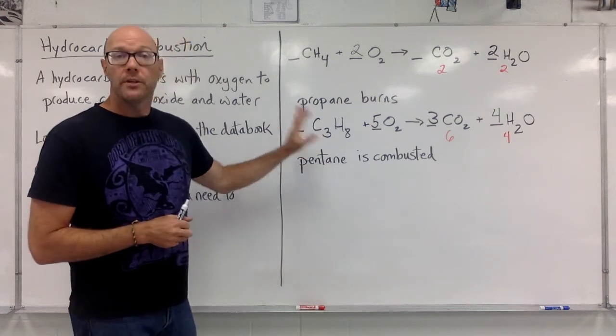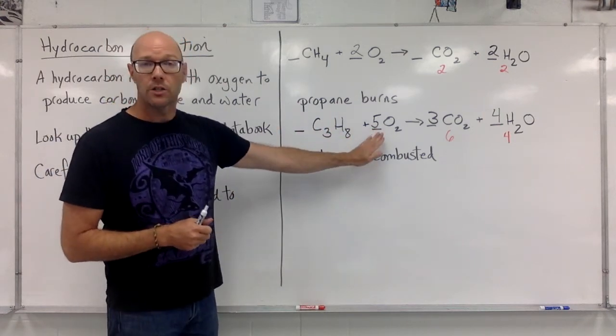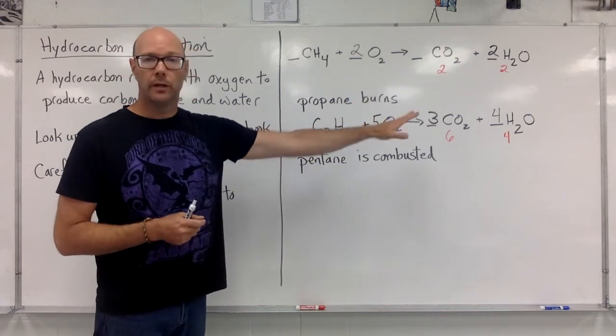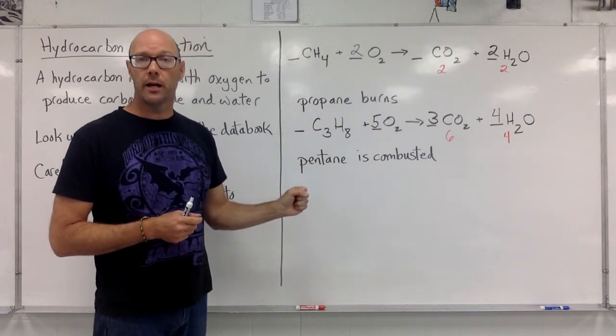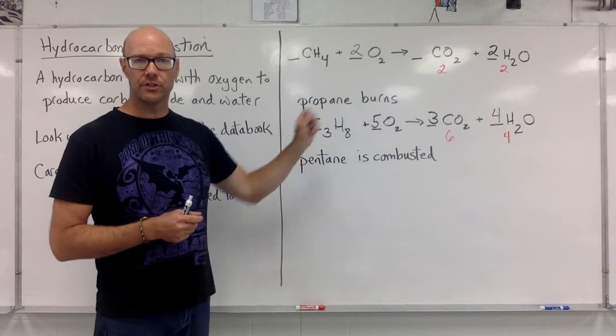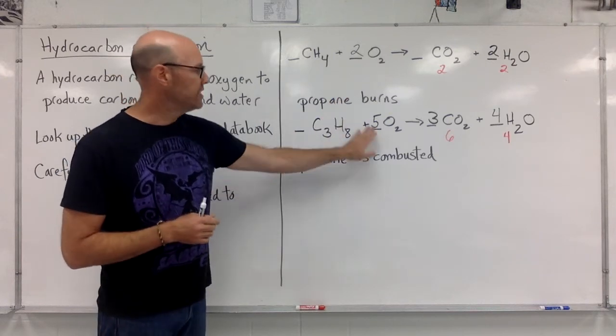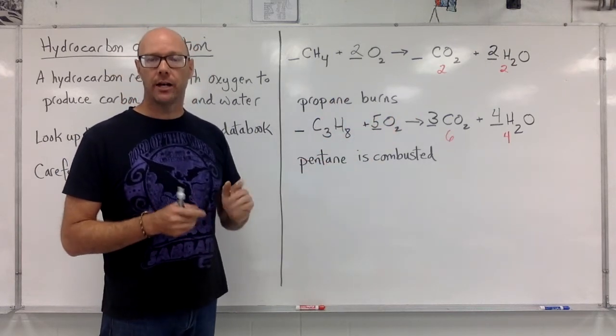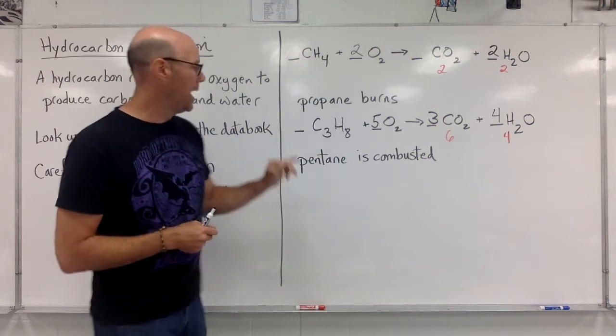The hydrocarbon, C's and H's, reacts with oxygen. It's on fire. We get CO2 and H2O. This has 3 carbons on either side, 8 hydrogens on either side, and a total of 10 oxygens on either side of the arrow. One more time.